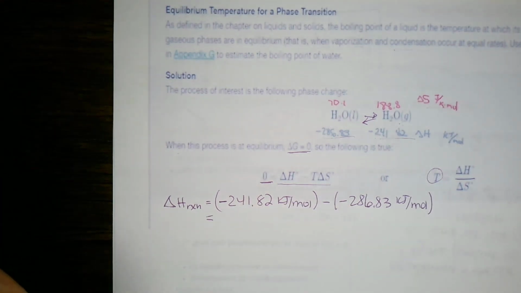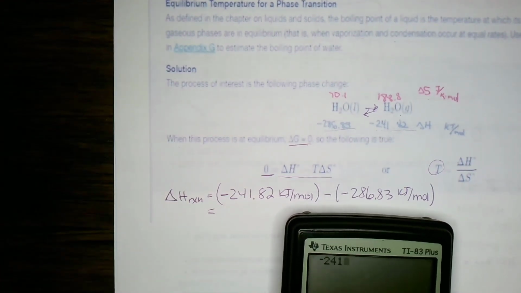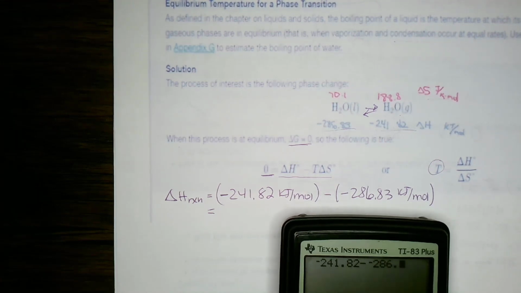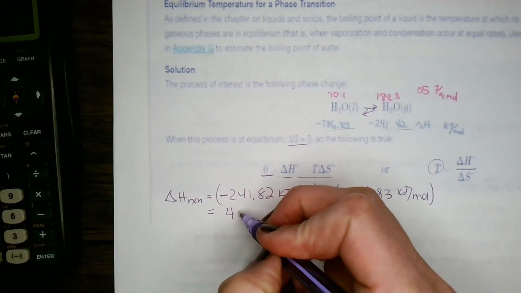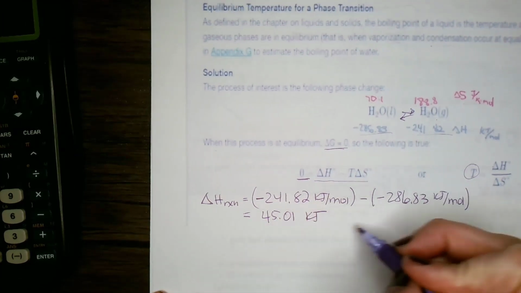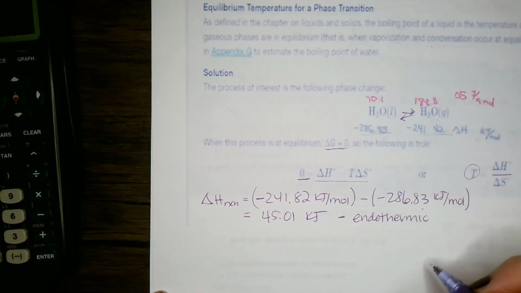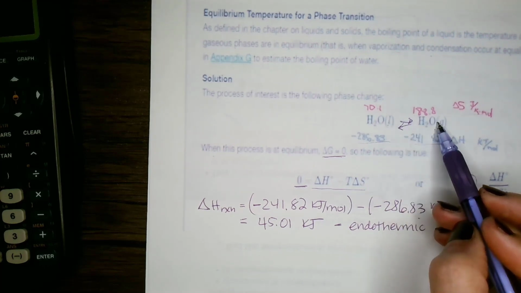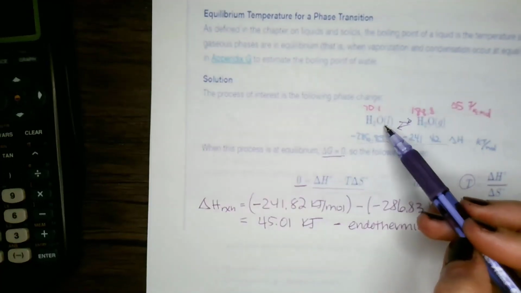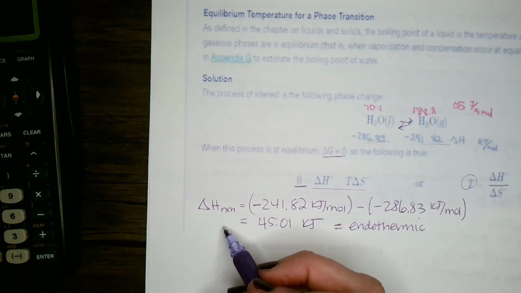So if we get our calculator out and do negative 241.82 minus a negative 286.83, we get 45.01 kilojoules, which is a positive value. So this is an endothermic reaction. And if we think about it, going from a liquid to a gas in the forward direction, that's absorbing heat energy, right? So this is endothermic. So we have our delta H.